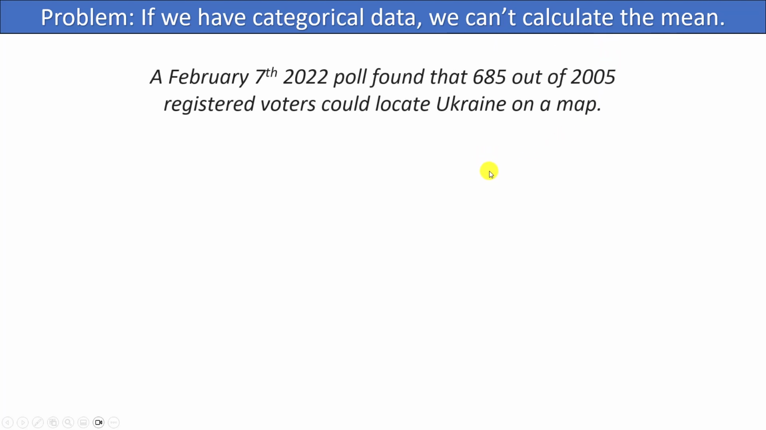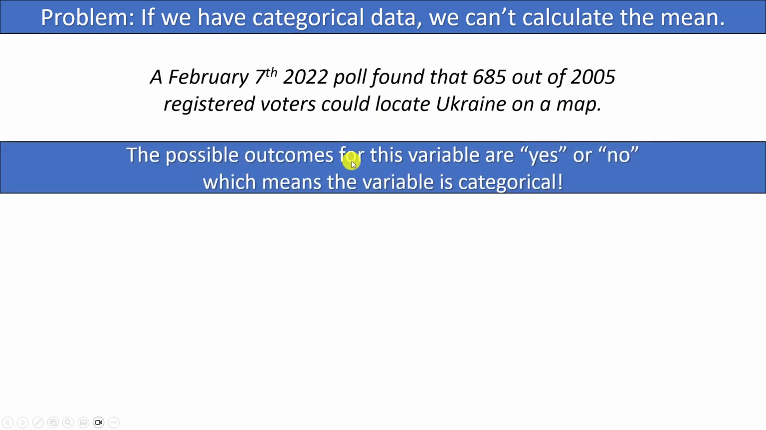Here's an example. A February 7th, 2022 poll found that 685 out of 2005 registered voters could locate Ukraine on a map. The possible outcomes for this variable are either yes or no. Each individual could either yes, locate Ukraine on a map, or no, they could not. So that makes this a categorical variable.